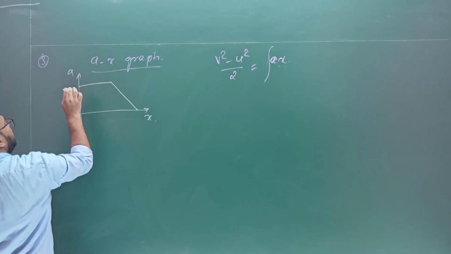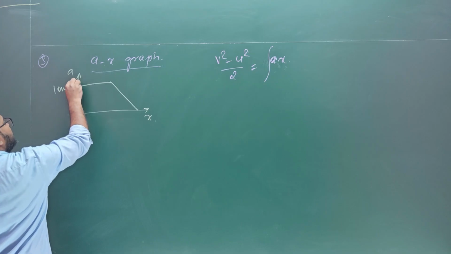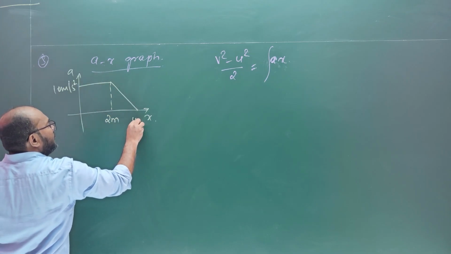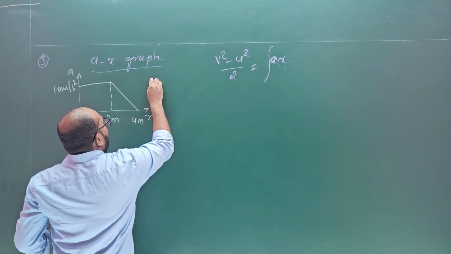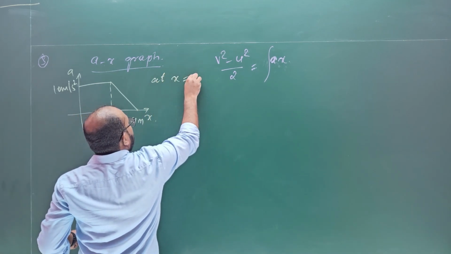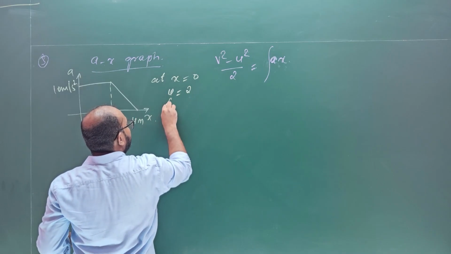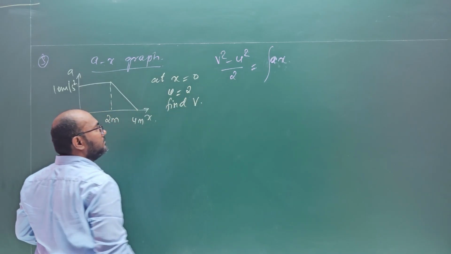Okay. The question is, let the same graph be considered like this. Consider acceleration at this point is 10 meter per square second, and this one is 2 meters, and this one is 4 meters. Given that at x equals 0, u is 2. Find v.